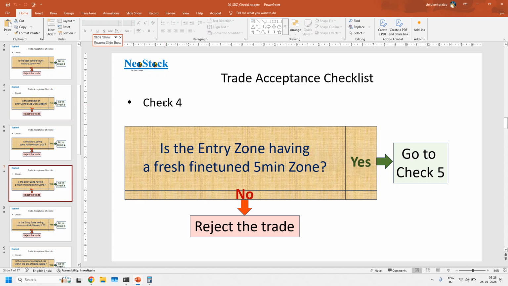This is the one, checklist item 4: Is the entry zone having a fresh fine-tuned 5-minute zone? Why are we checking this? To check whether the zone will work or there are chances of violation. Because there is no fine-tuned 5-minute zone inside the zone, there are higher chances, 80% chances, of violation. Only in a rare situation will the zone be successful. We can't trust low probability. We always give our vote to high probability scenarios.